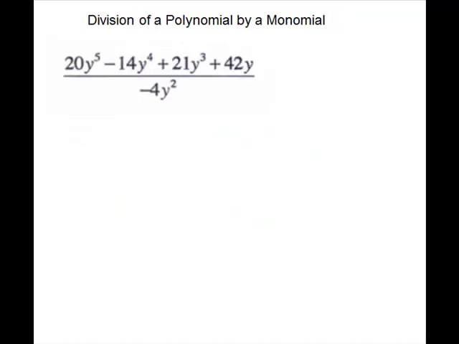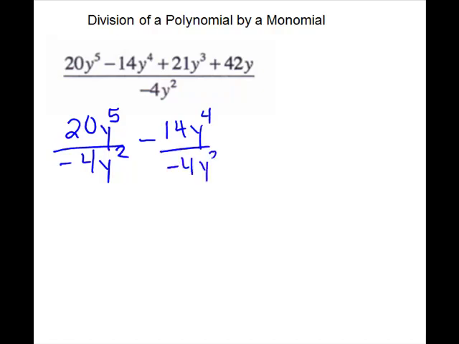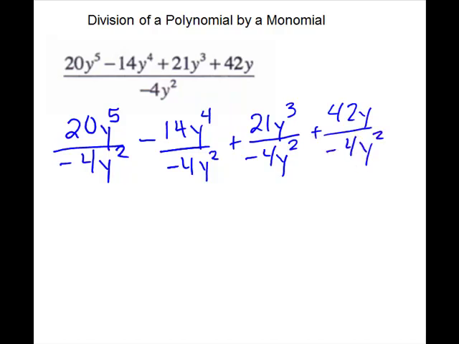For our next problem, because our divisor is negative, we will just have to be a little more careful with our signs. Otherwise, it's going to work exactly the same. You're going to make separate fractions, putting each one over that divisor. Now we'll simplify each term. On the first term, we will get a negative 5 for the numbers and a y cubed for our variables.